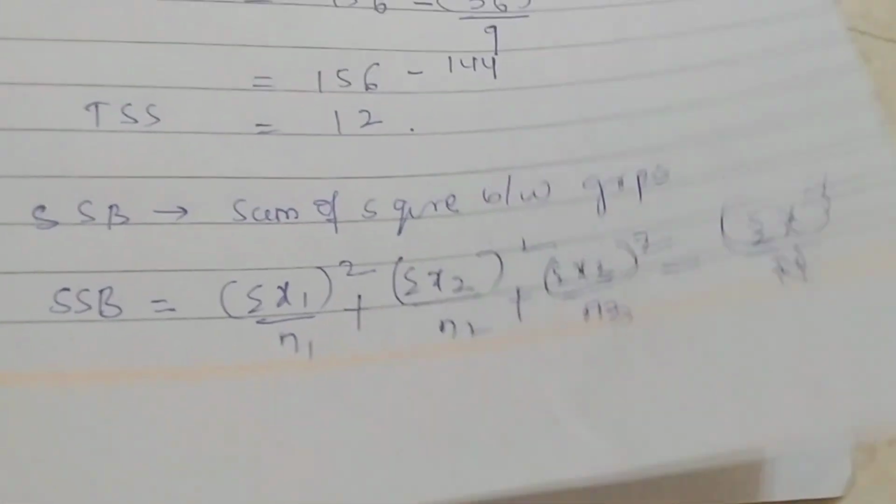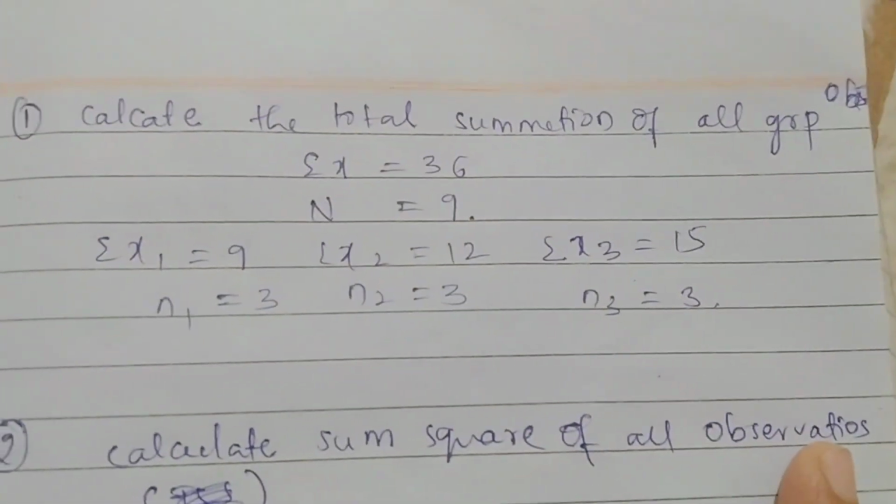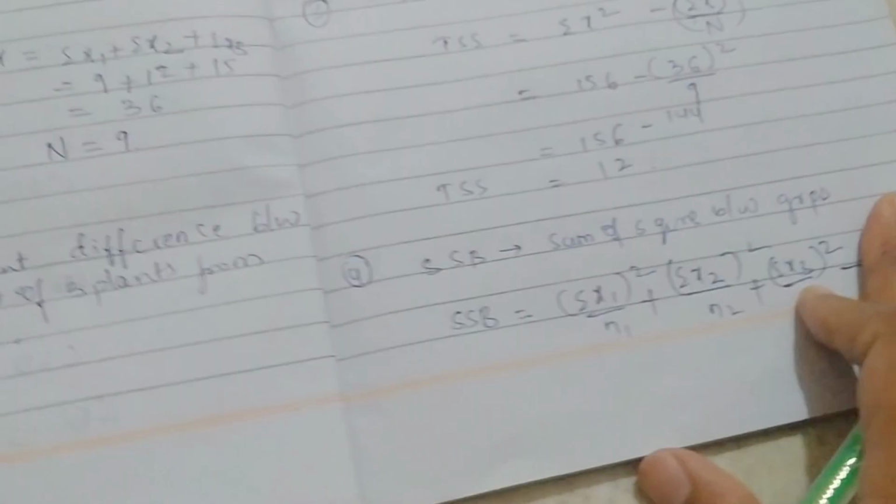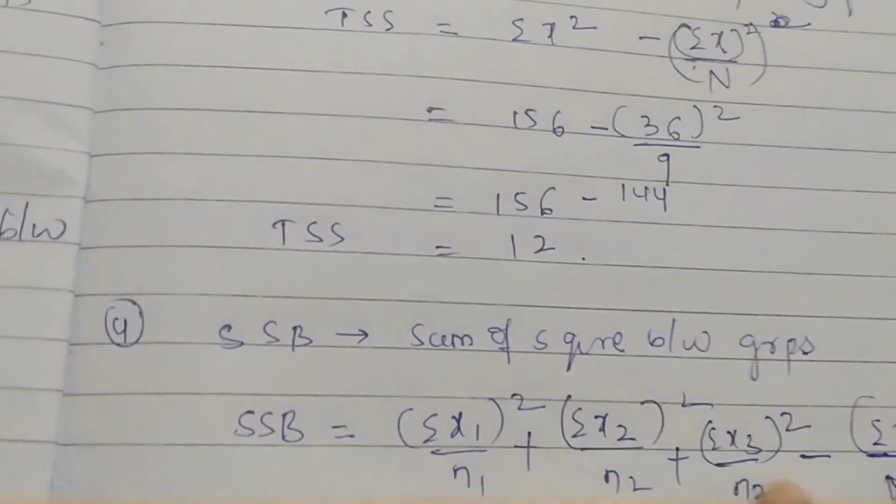So in this we need to put our values. What are the values? Here I kept x1, x2 and x3. We have to add these values in this formula, and after that we need to simplify. So what value will we get? That is nothing but our sum square between.